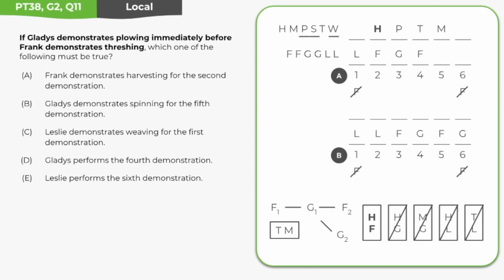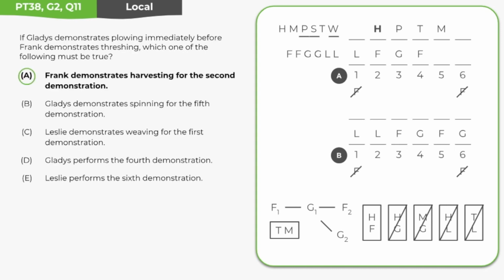Maybe we get lucky. So let's go ahead and see what happens in the answer choices. If you look at answer choice A, F demonstrates H for the second demonstration. That's exactly what we just discovered. That's our answer. Mark it and move on to the next question.